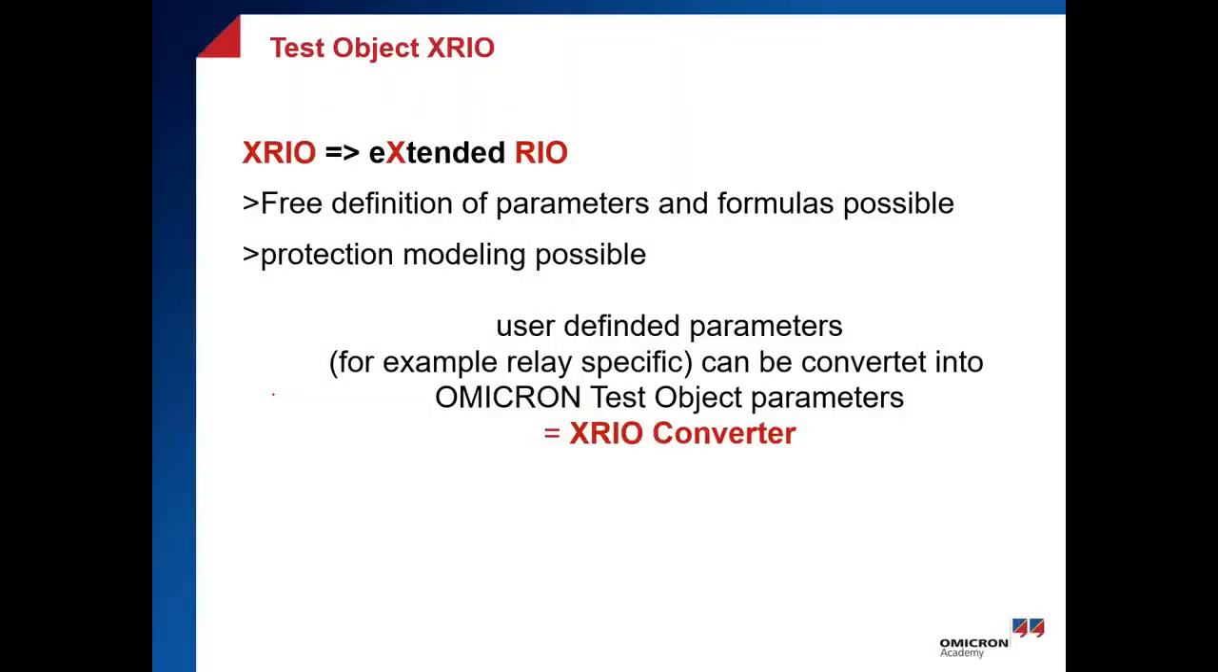Now we will go to the next step. X-ray. What does it mean, X-ray? X-ray, we just extend the RIO and we make it extended relay interface by Omicron. What is the function of the X-ray? The function of X-ray is that instead of getting the relay characteristic as a piece of cake from the relay, drawn with all mistakes.